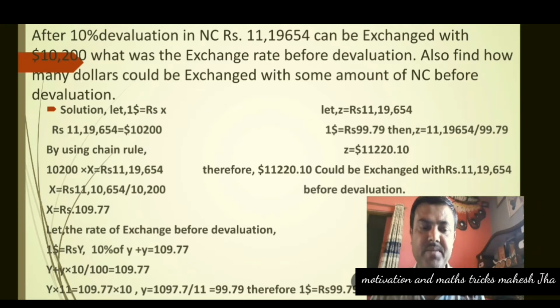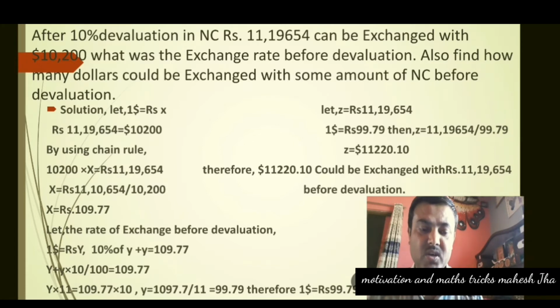Next example. After 10% devaluation in NC, 11,19,654 rupees can be exchanged with 10,200 dollar. What was the exchange rate before devaluation? Also find how many dollars could be exchanged with the same amount of NC before devaluation. Here we can solve. The condition is given before devaluation and after devaluation.